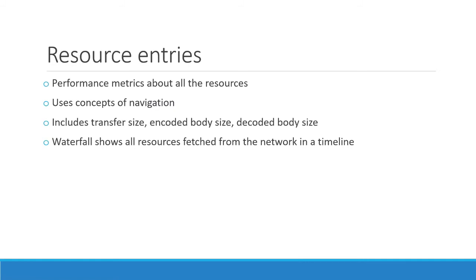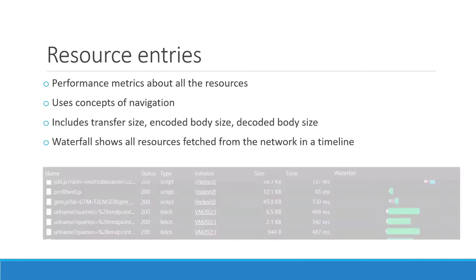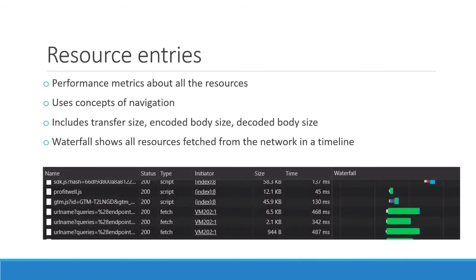The resource entries also include the transfer size and the body size of the request, both encoded and decoded. And you can draw a waterfall of all the resources that are fetched from the network in a really nice timeline. I'm sure most of you will be familiar with something like this that you can see on the network tab, for example, in the Google Developer Tools.